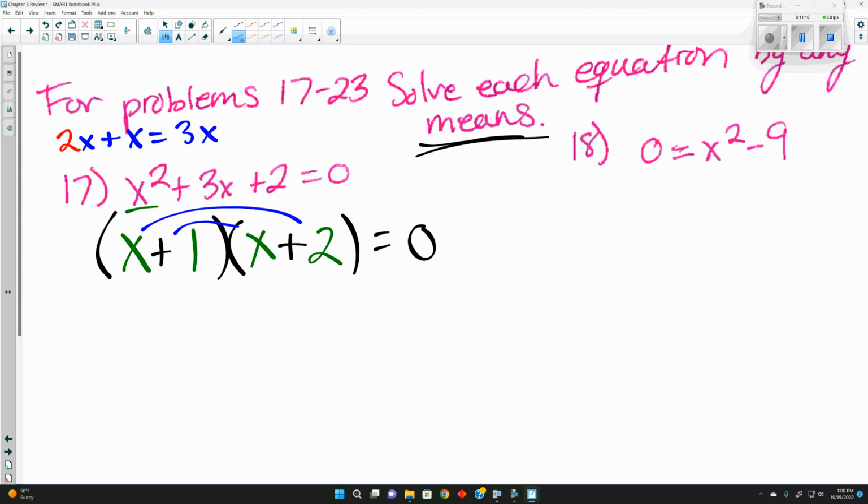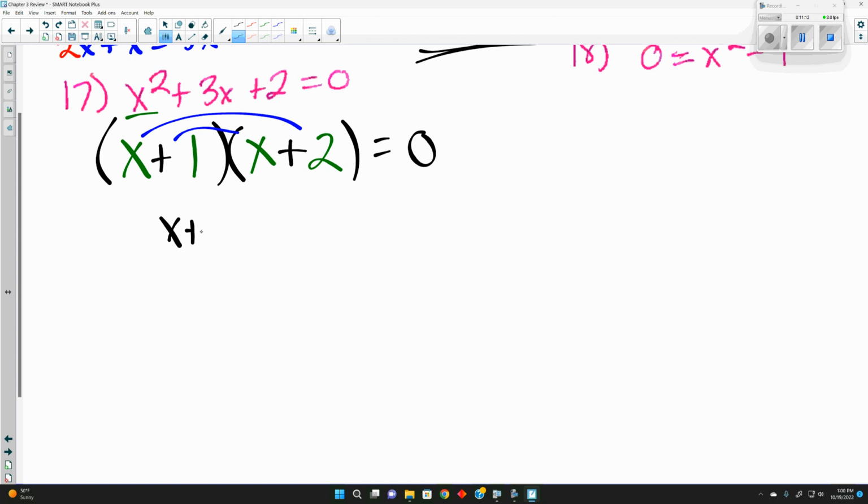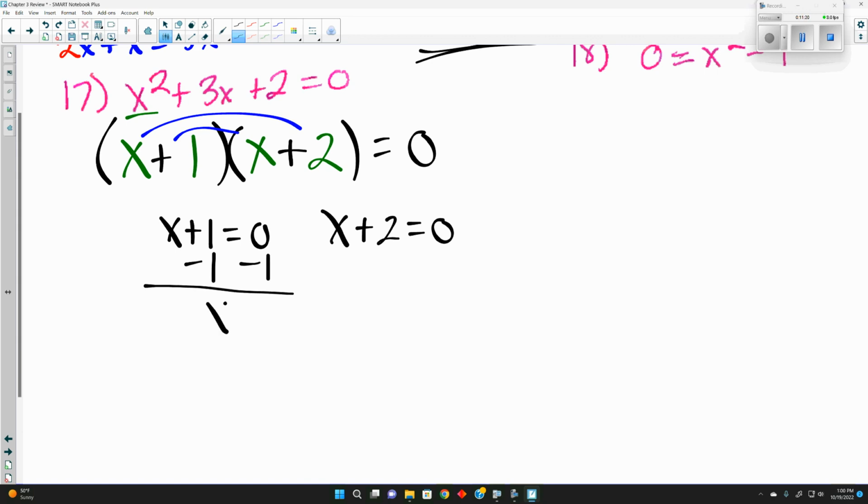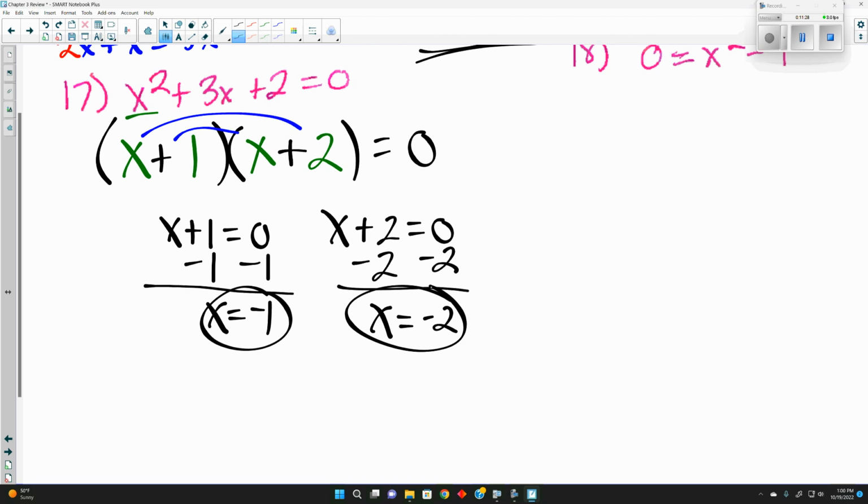So really at this point, we're just saying that x plus 1 is 0, x plus 2 is 0, and we solve. Here we would subtract 1. Here we would subtract 2. So the answers are -1 and -2, and that's it. Yes.